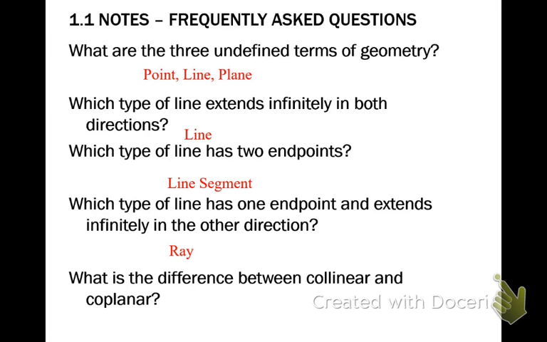The last, what's the difference between collinear and coplanar? Well, remember that collinear has that root word of linear, which means line. So these are points that are on the same line. In coplanar, you can see plane. There's no E there, but you get the gist. They're points on the same plane.